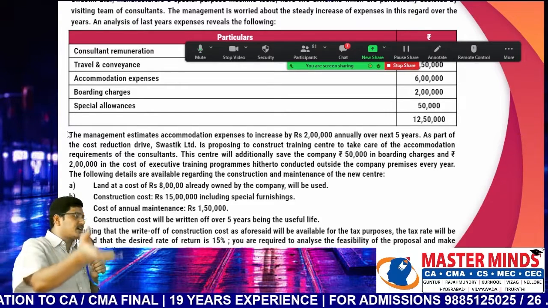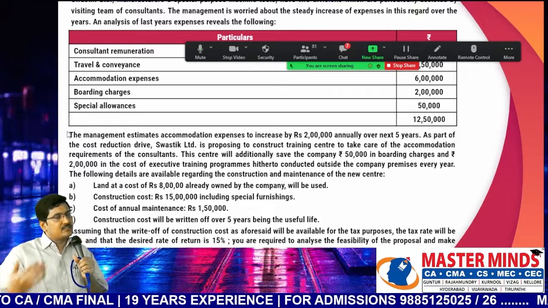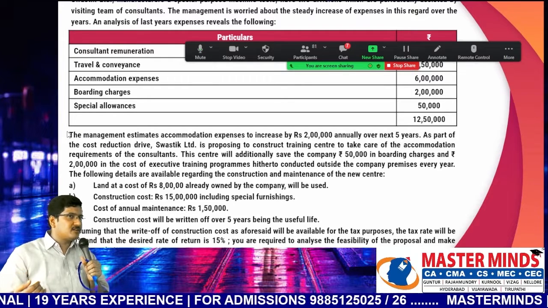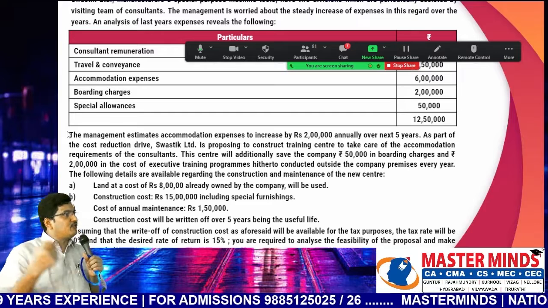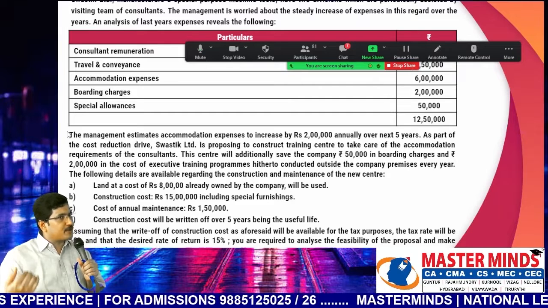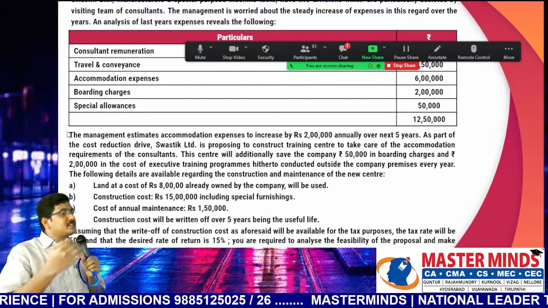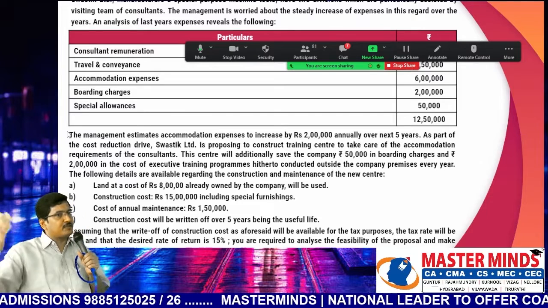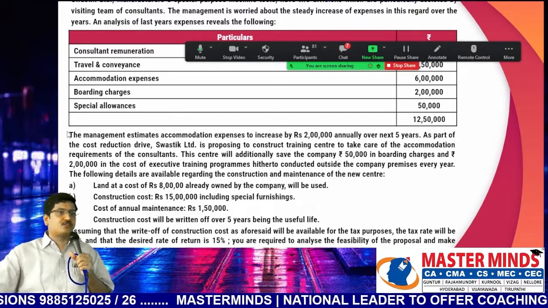So whatever figure you have arrived at is called CF80. Now you need to multiply it with the present value factor. What are you going to get? Present value of operating cash inflows. The total is the present value of operating cash inflows.